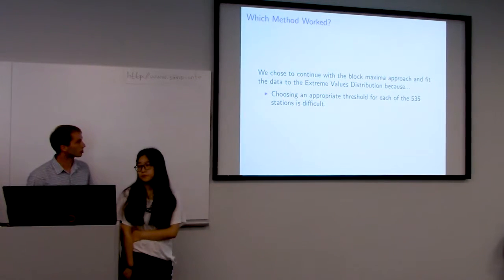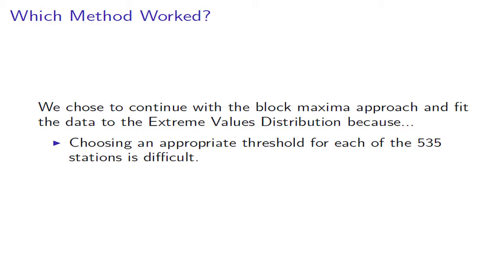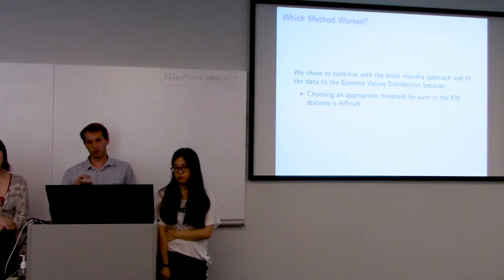In the end, we chose to use the block maxima approach. This is fitting a generalized extreme value distribution to the empirical data. One reason we are doing this, as Lynn said, is that it's actually very difficult to implement the threshold approach. It would take a lot of work to go into each station and pick an individualized threshold for that.